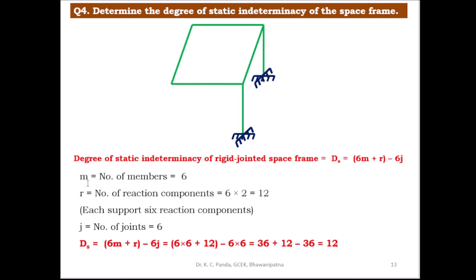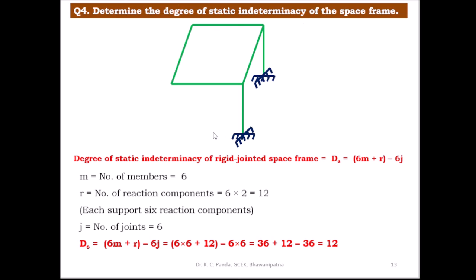Then after knowing the M, R and J, you can find out the degree of static indeterminacy of a rigid jointed space frame by using this expression. So DS is equal to 6M plus R minus 6J. Then put the values of M, R, J here. So DS is equal to 6 into 6 plus 12 minus 6 into 6, is equal to 36 plus 12 minus 36, that is equal to 12. So this is the degree of static indeterminacy of this space frame.